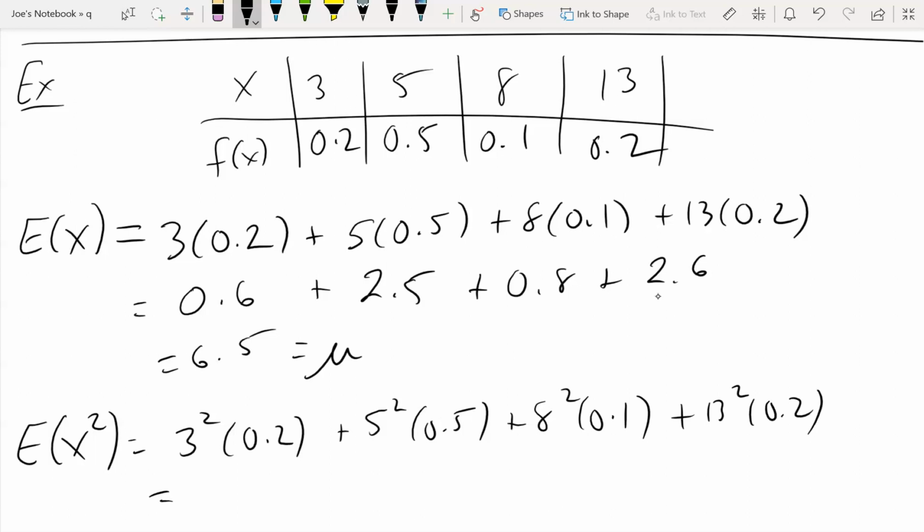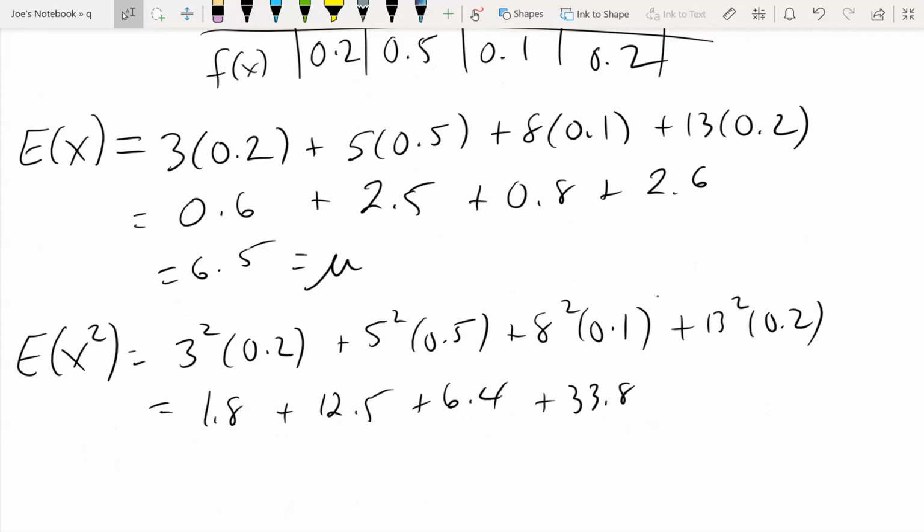Oh, what do you get? 9 times 0.2 is 1.8 plus 25 is 12.5. This is 6.4. 169 times 2 is what? 338, so 33.8. So what do I get? 40.2, 52.7, 54.5. So what you got? Cool, good. Thank you, Martin.